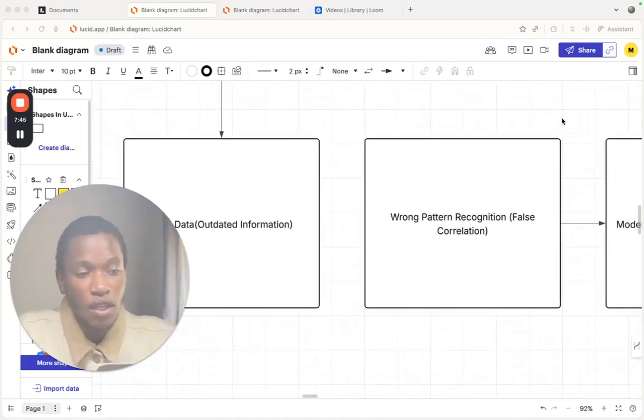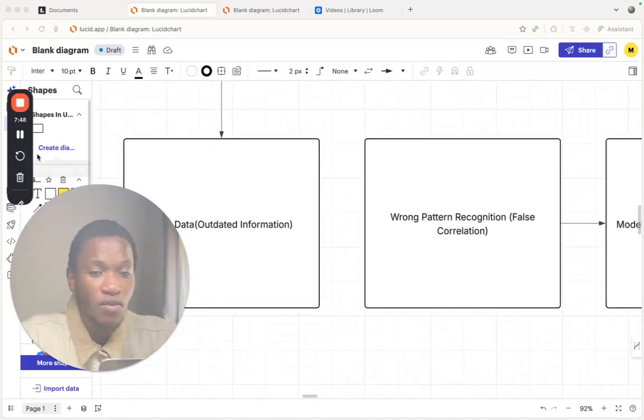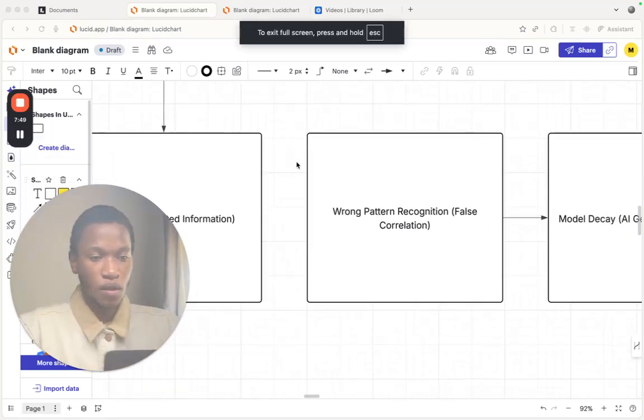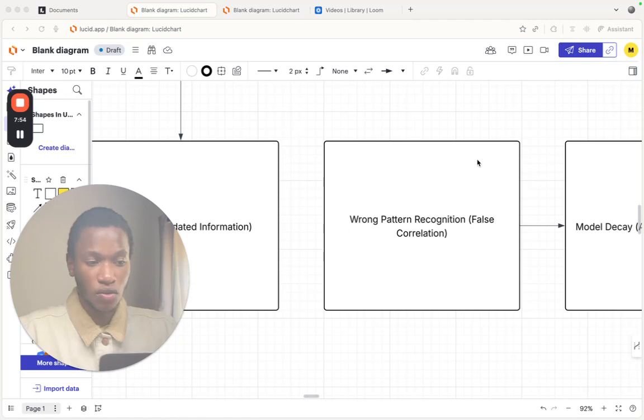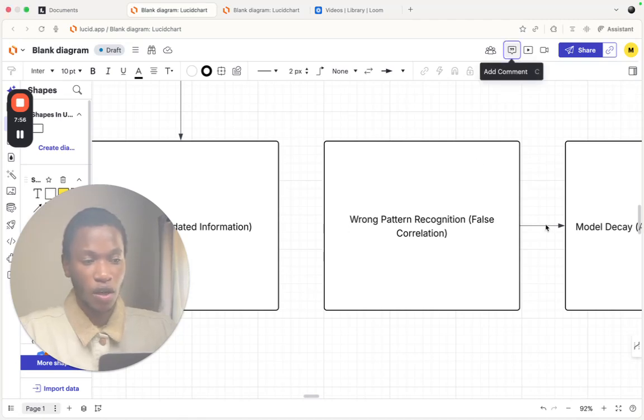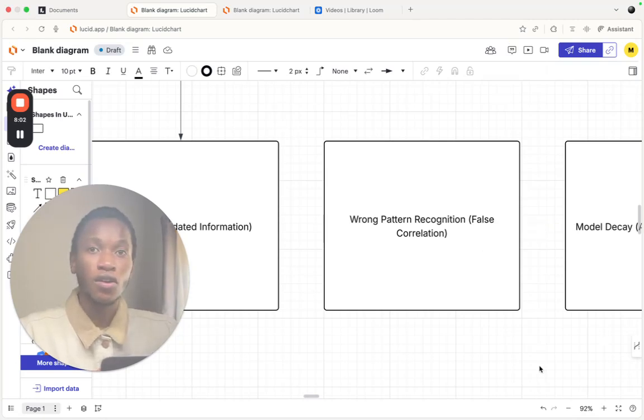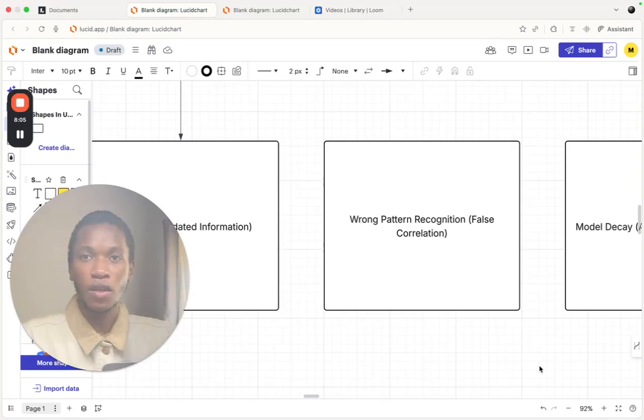And then fourthly is the wrong pattern recognition. The fourth reason is wrong pattern recognition, which is showing like a false correlation. So here the problem is your AI learns correlation that isn't correct. For example, your ice cream sales correlate with drowning deaths. Your AI thinks ice cream causes drowning.